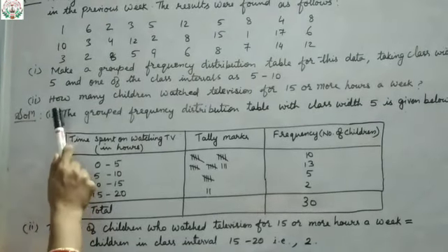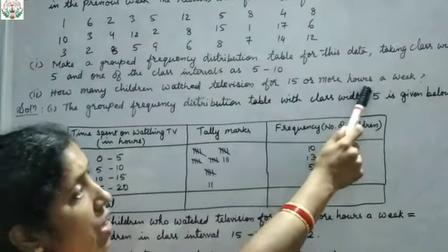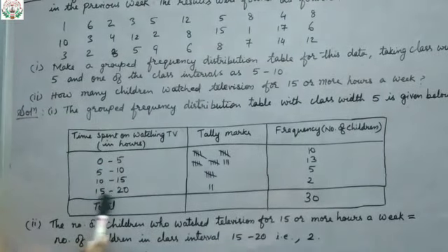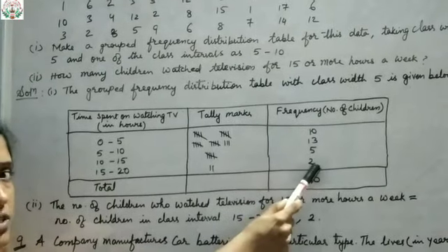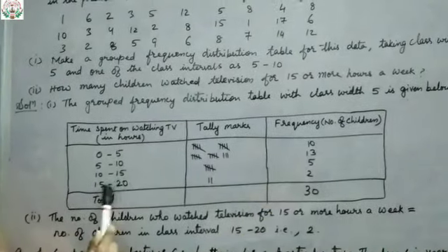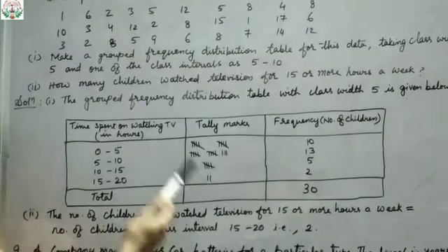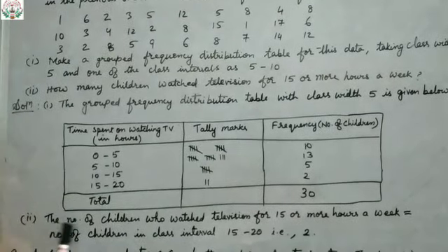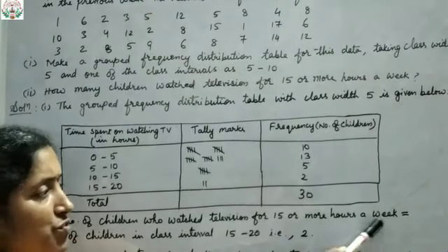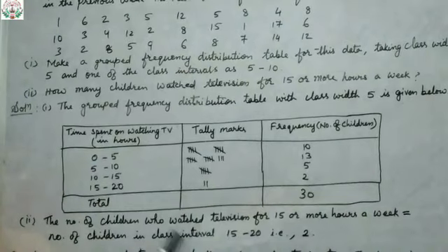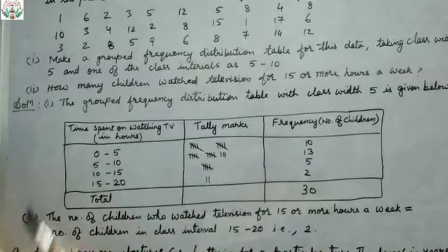Now, what is the second part of the question? How many children watched television for 15 or more hours a week? 15 and more hours means in this particular class interval we'll see. In this class interval, how many children? Frequency is 2. That means 2 children were watching the television for 15 hours or more than 15 hours. So the number of children who watch television for 15 or more hours a week is equal to the number of children in the class interval 15 to 20. That is how many are there? 2. So 2 will be the answer.